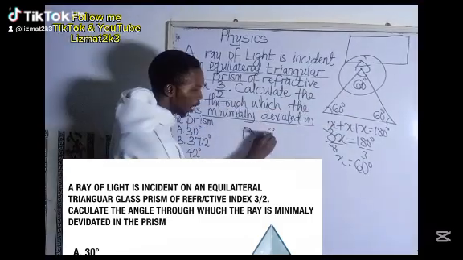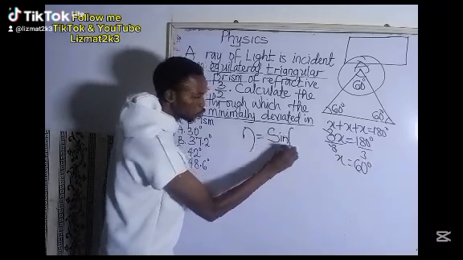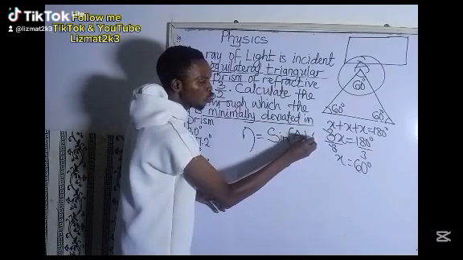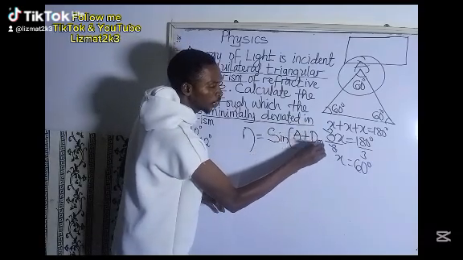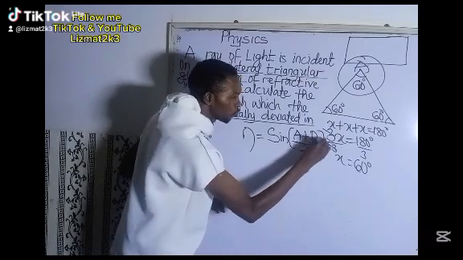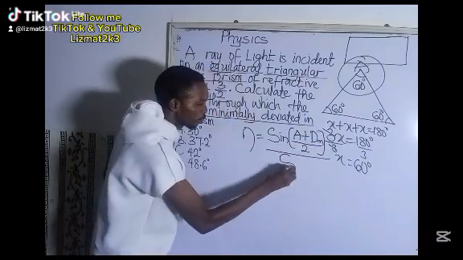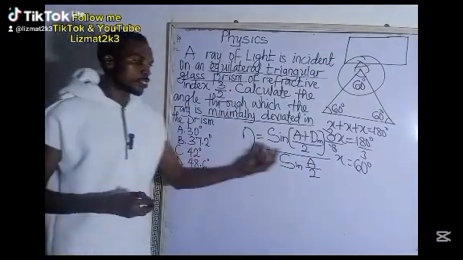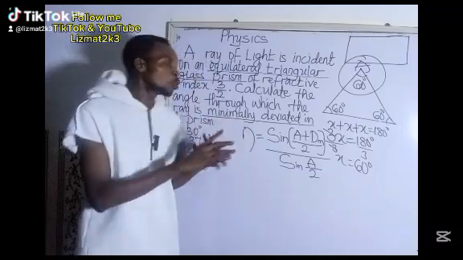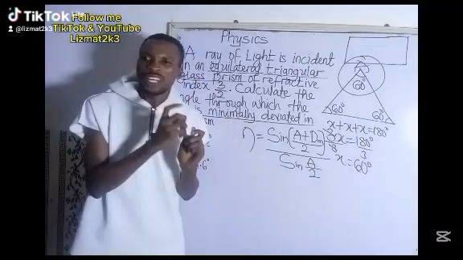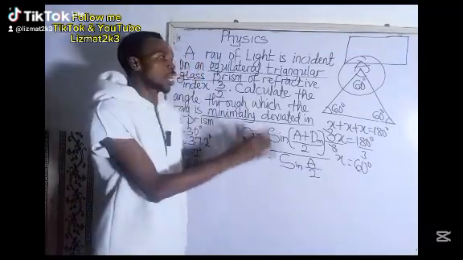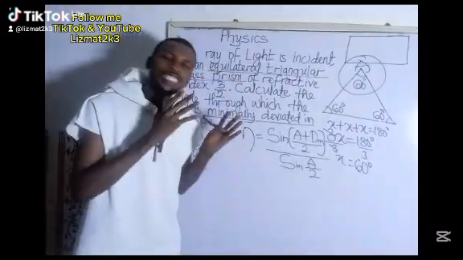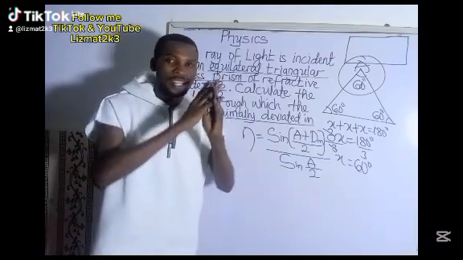Okay, now to calculate the angle, recall the refractive index of a glass prism, especially the triangular prism, is given as sine of the angle of the prism plus the angle of minimum deviation, I'll write it as dm, you divide it by 2, everything divided by sine of the angle of the prism divided by 2. So this is the general formula that you will use to calculate the angle of minimum deviation in an equilateral triangular prism. Please take note of this formula. This formula will really help you.